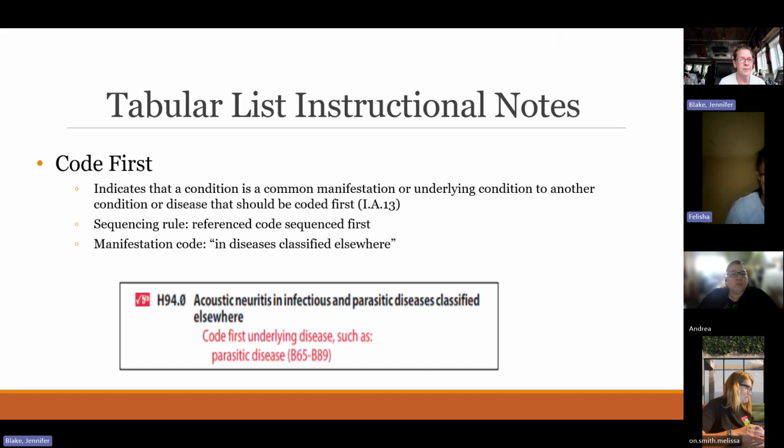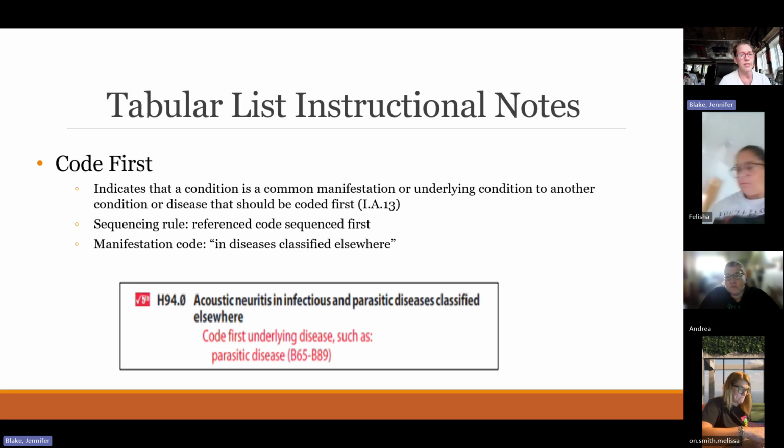There we go. Okay, so for this example, for a code first, when I looked up in the tabular, I was looking for the acoustic neuritis, right? In an infectious or parasitic disease. And when I looked under the H94.0, in the red, it said you must first code the underlying disease, such as a parasitic disease, B65 to B89. So that's telling me right away, I already know I need 2 codes for that one diagnosis because the book is telling me. That book is saying, look, you got to code something else first in addition to this code.